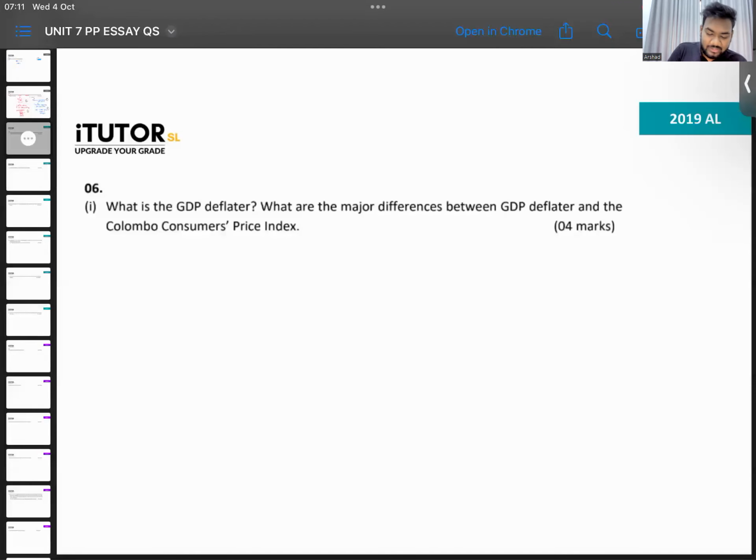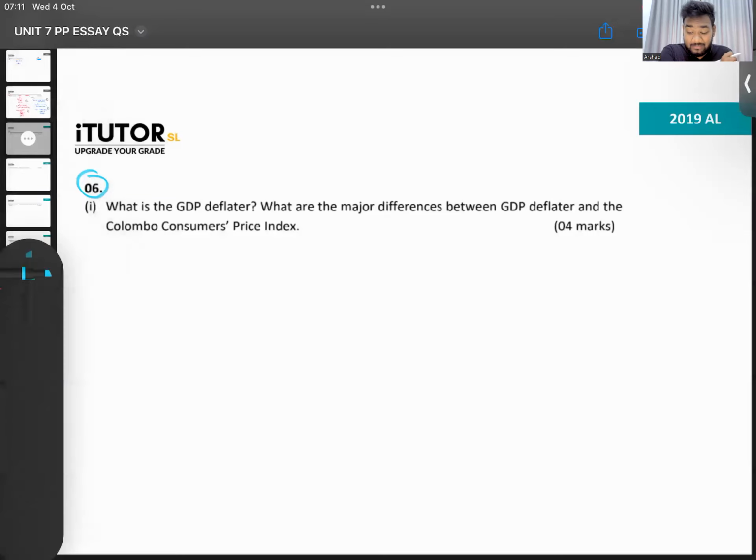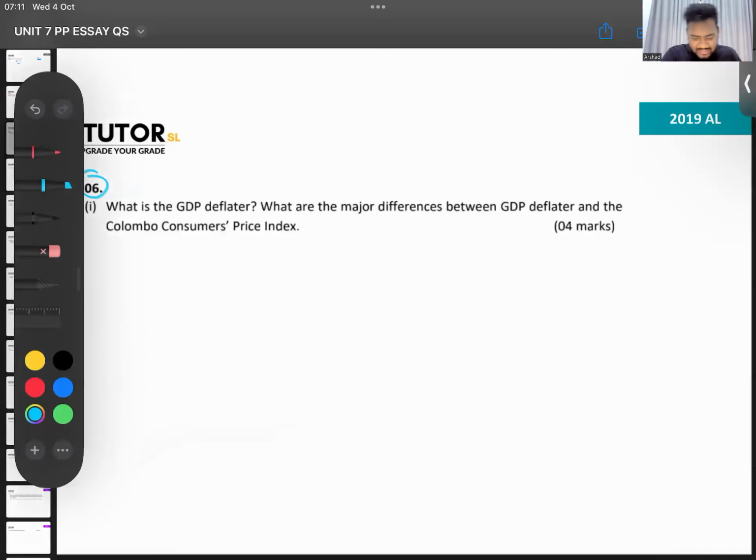Okay, starting with the 2019 paper, question number 6. What is the GDP deflator and what are the major differences between the GDP deflator and the Colombo Consumer Price Index? So remember guys, first thing, before you answer or get into anything, you need to figure out how many marks they are going to give.